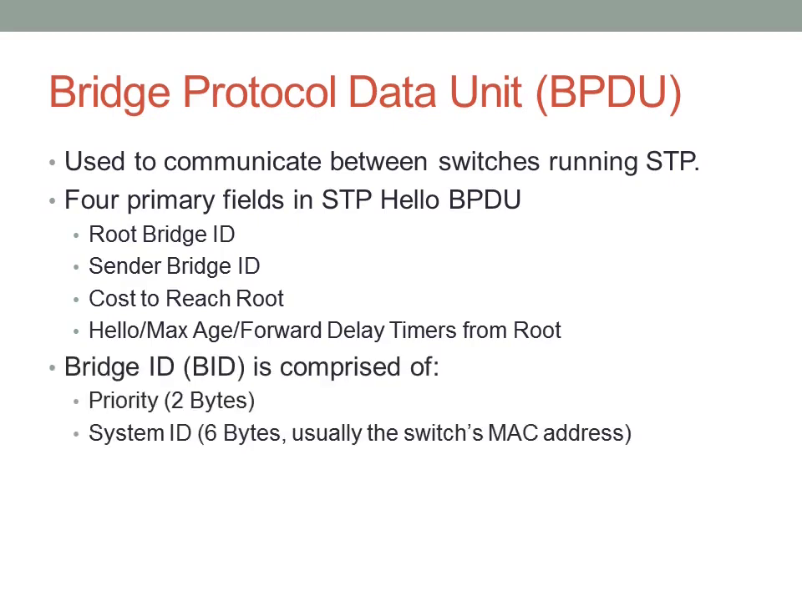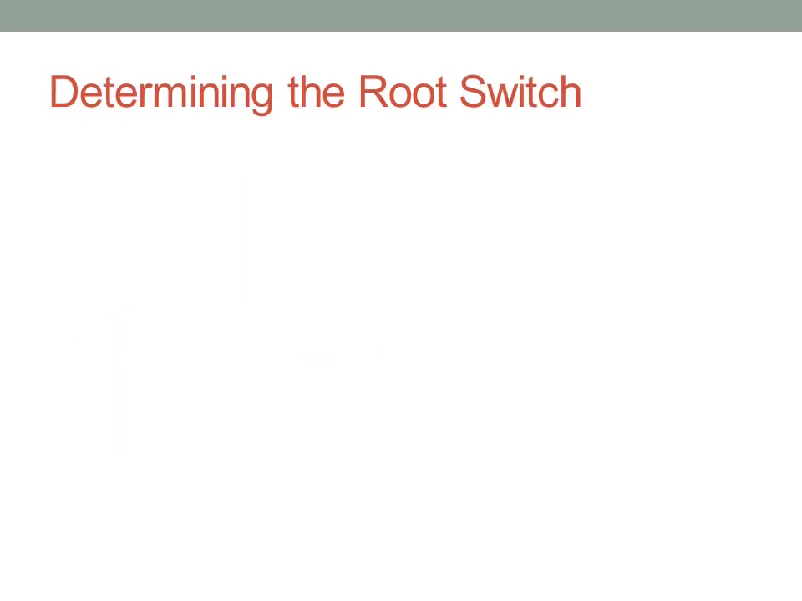Now this bridge ID, I've mentioned bridge ID a couple times now. This bridge ID is composed of 2 parts. It consists of a priority, which is 2 bytes long, and then it's also composed of a system ID that is 6 bytes long, and normally this would just be the switch's MAC address, although you can administer either of these fields. So first off, we need to determine the root switch.